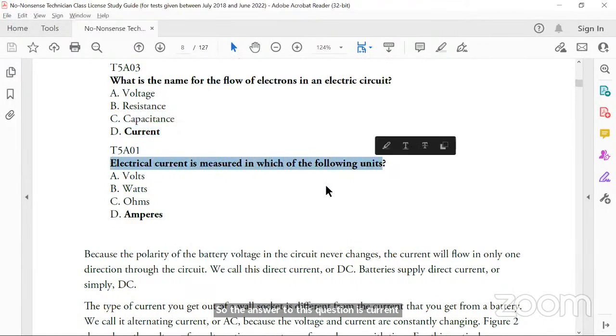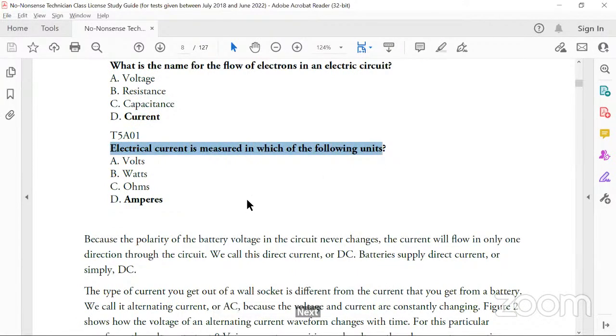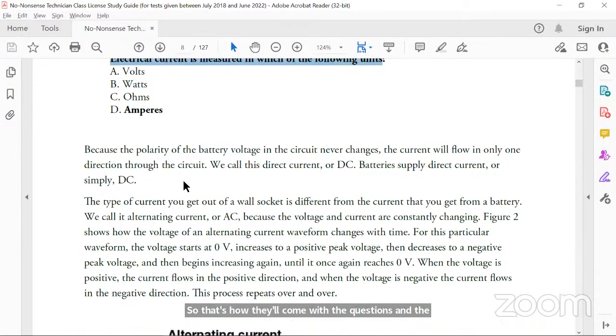Next question. In the question pool, electrical current is measured in which of the following units? So what are they asking us here? Electrical current. And we know electrical current, symbol I, is measured, we learned today, in the ampere or amperes. So that's how they'll come with the questions in the question pools. These are actual questions. Let's go again.